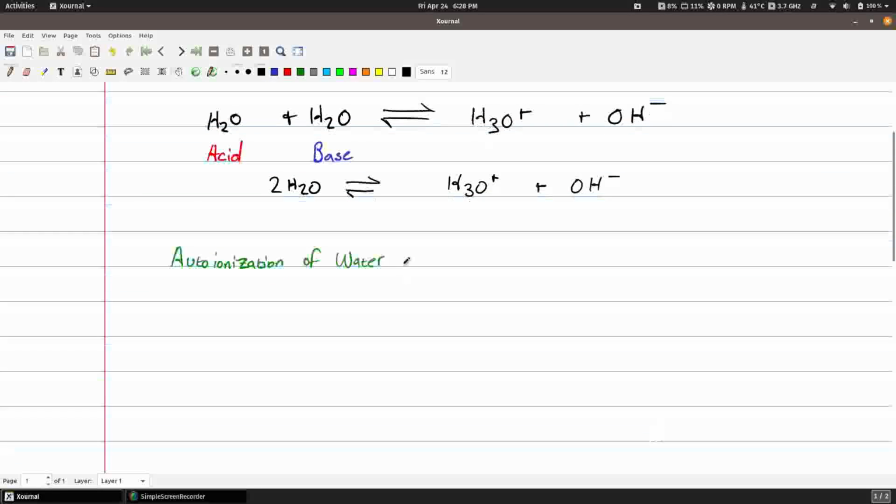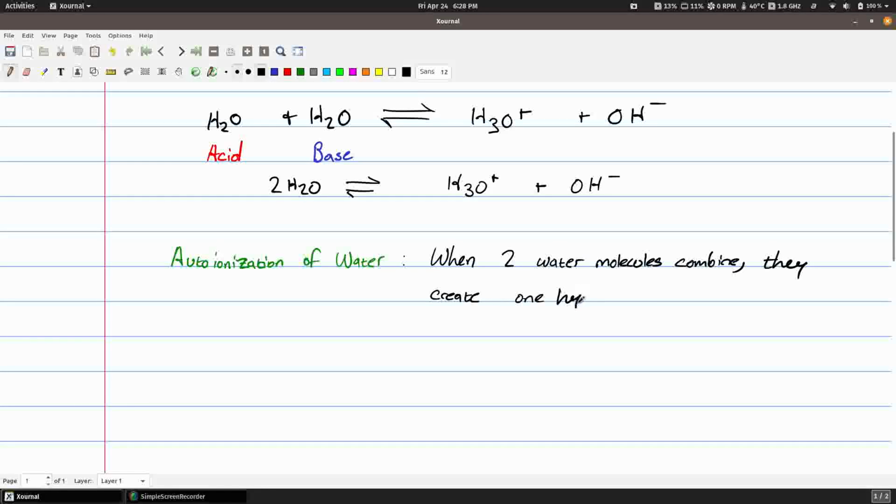So when two molecules of water combine, when two water molecules combine, they create one hydroxide and one hydronium ion, through the transfer of a proton.